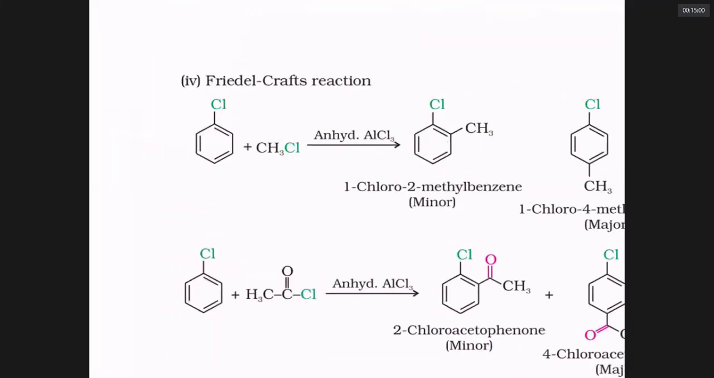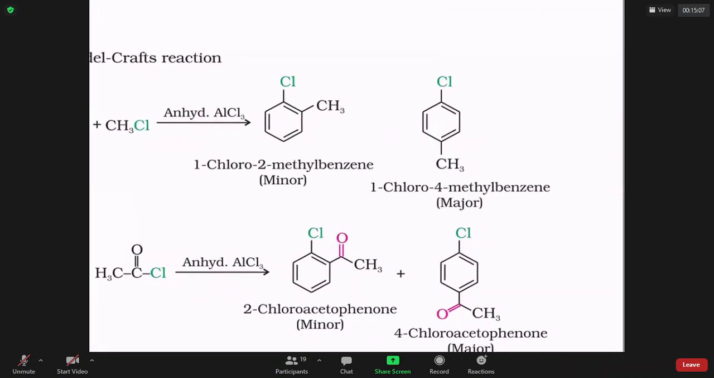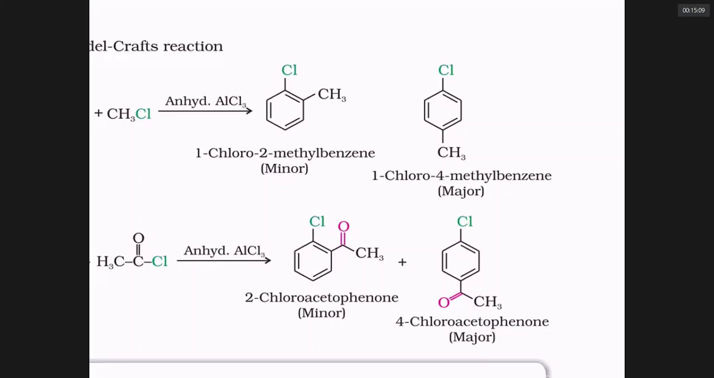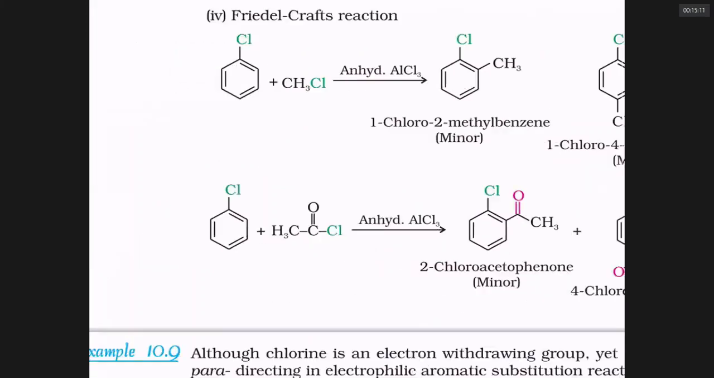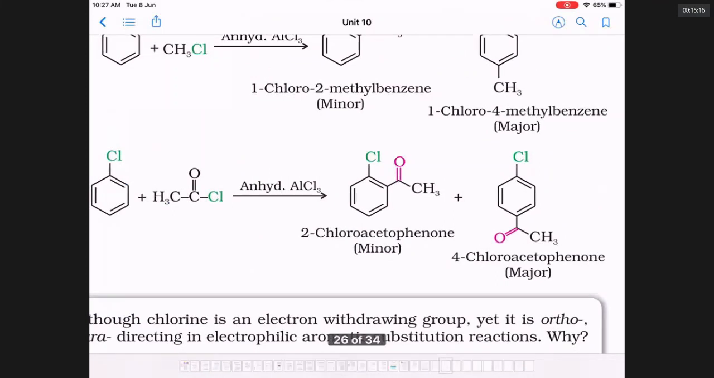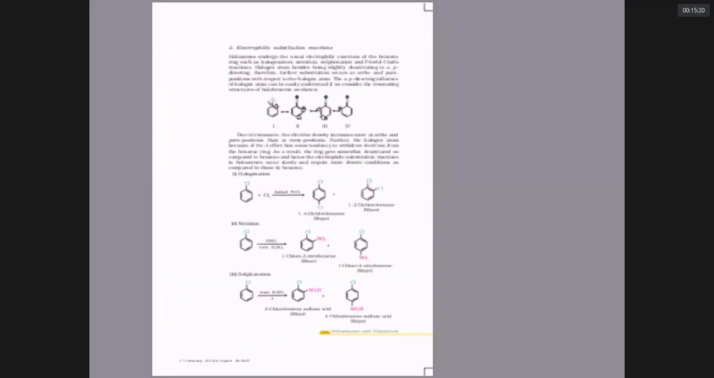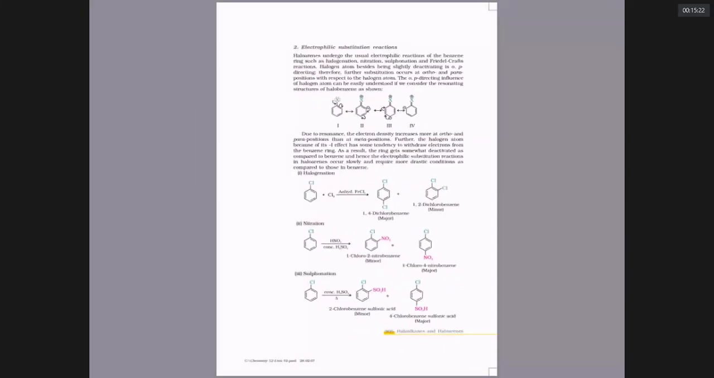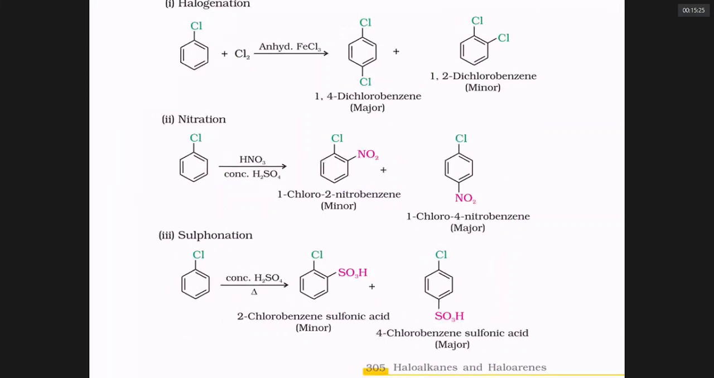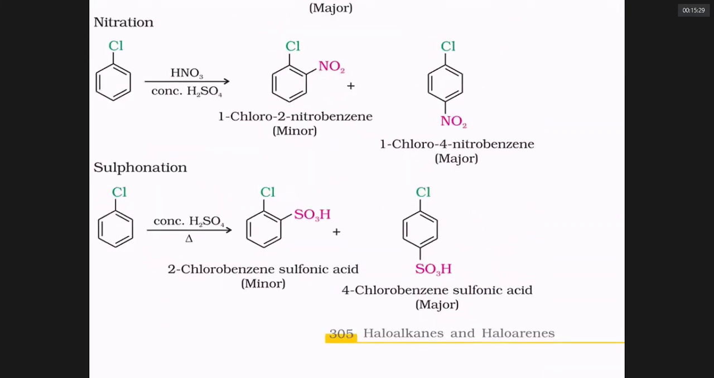If you have chlorobenzene and go for Friedel-Crafts alkylation, the methyl group will come to second position or preferably fourth position. Second position is not preferred because of steric repulsion. If you go for Friedel-Crafts acylation, the acyl group can come to second position or fourth position. Fourth position is preferred because of same reason. So these are the reactions of chlorobenzene with nitric acid. In nitration also 4-nitrochlorobenzene is major product. In sulfonation also 4-chlorobenzene sulfonic acid is major product.